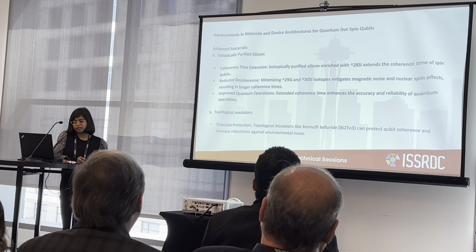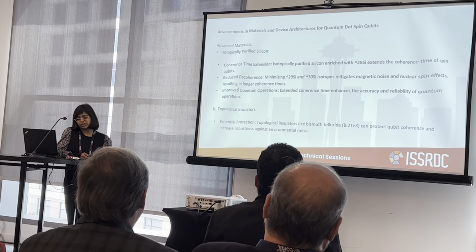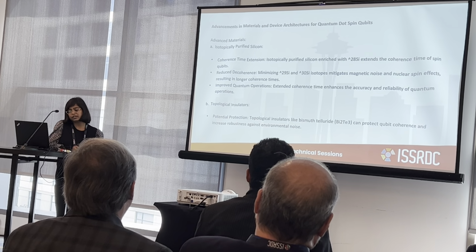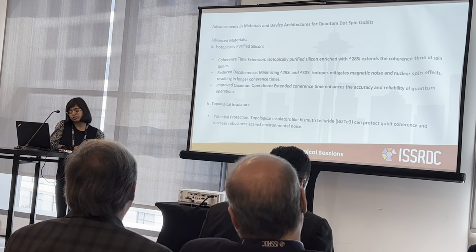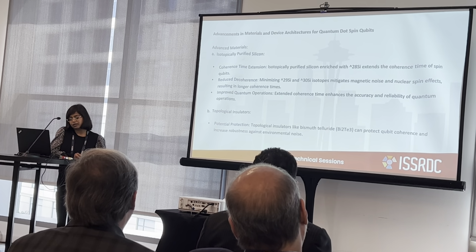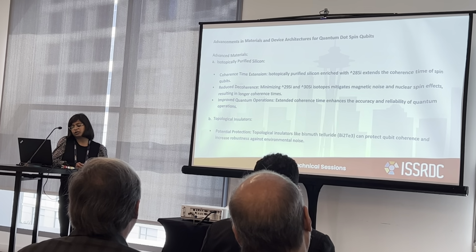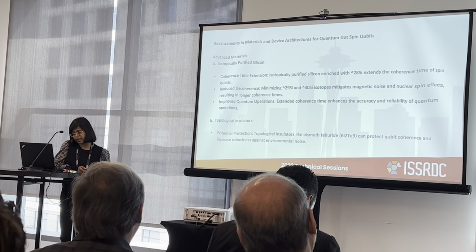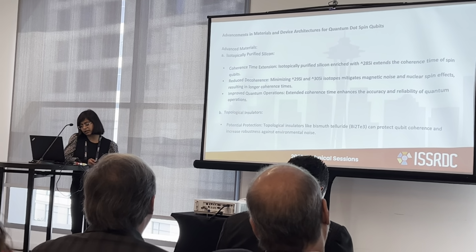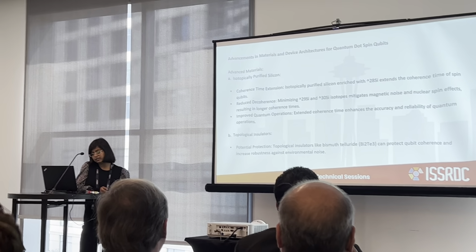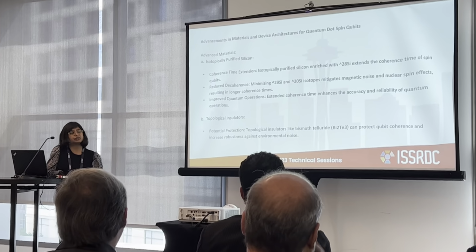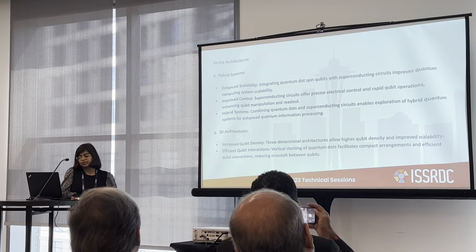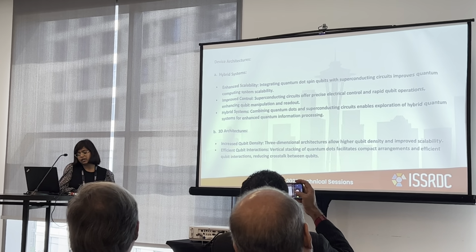The next would be topological insulators, for potential protection. This would be the next focus of our research. There is a lot of research going on in topological insulators. Some of the examples are bismuth telluride, Bi2Te3, which can protect qubit coherence and increase robustness against environmental noise. And device architecture would be the next step of the research.